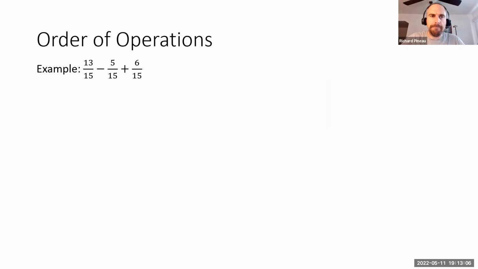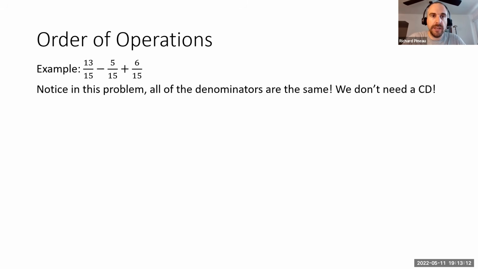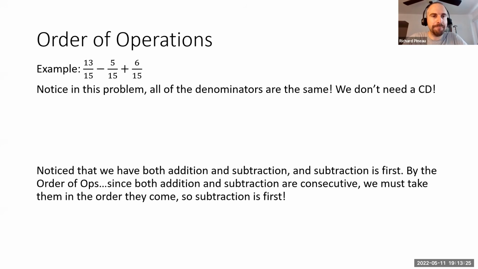Okay, how about this one? 13/15 minus 5/15 plus 6/15. So how do we deal with this? In this problem, all of the denominators are the same, so we don't need a common denominator. Life is great when this happens. And you know what? Sometimes it will happen in this class. So there's some good news, some optimism, some things to look forward to in statistics.